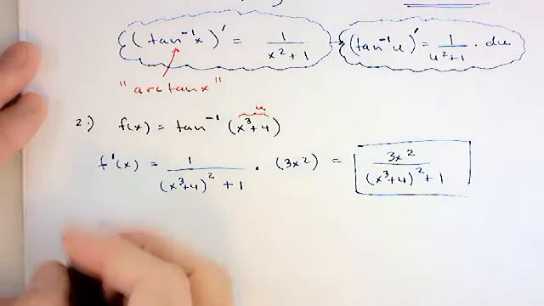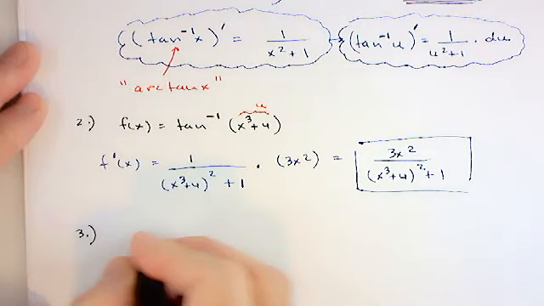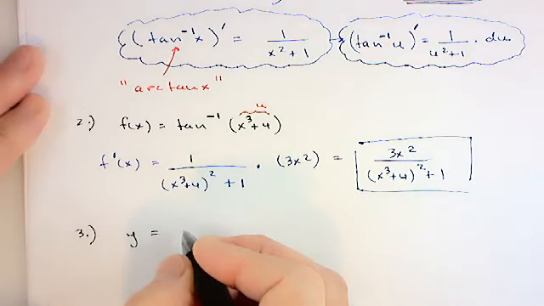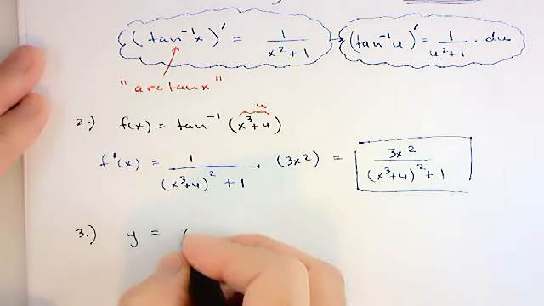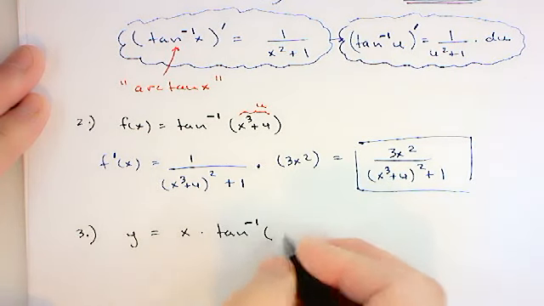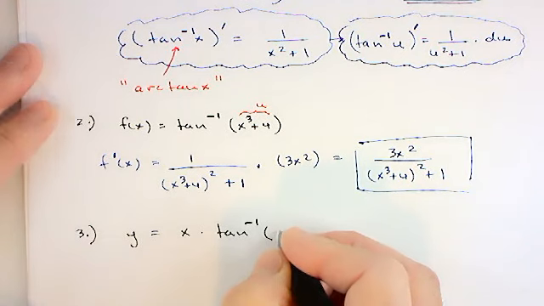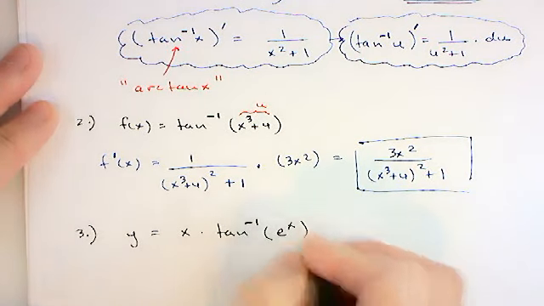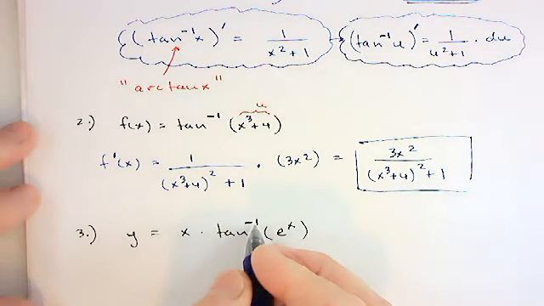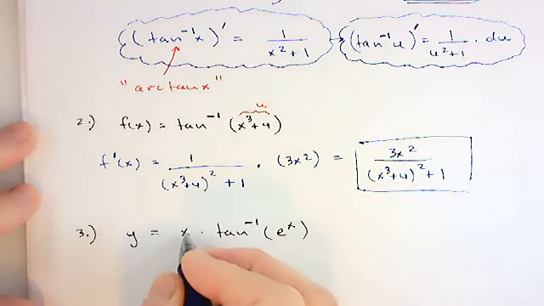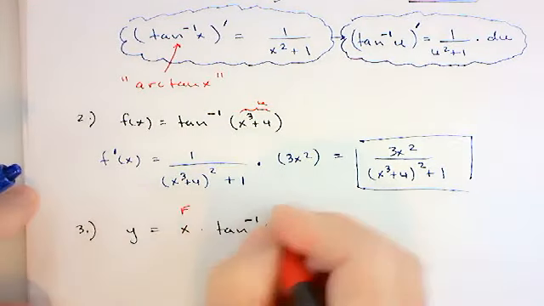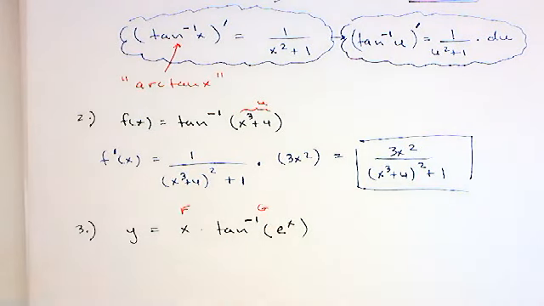Let's see, what else could we do? We could say, say I had y equals x times inverse tan of, let's say, e to the x. Okay, then we can have these just like always. This can be part of a product rule, right? This is x times another function. So here would be f. This whole thing would be g.